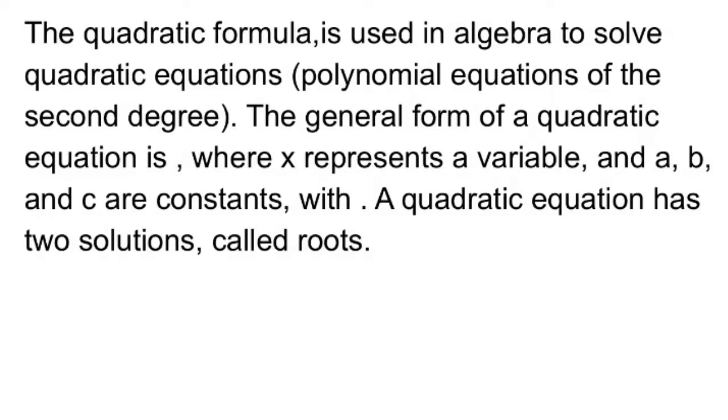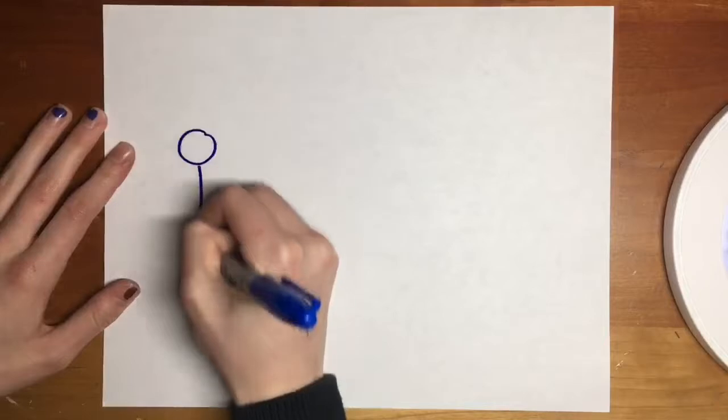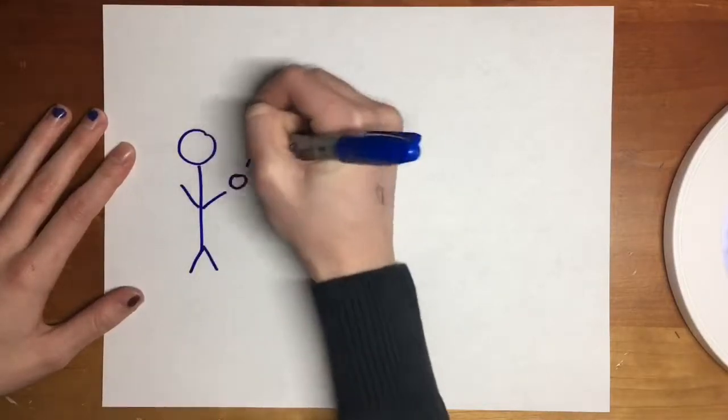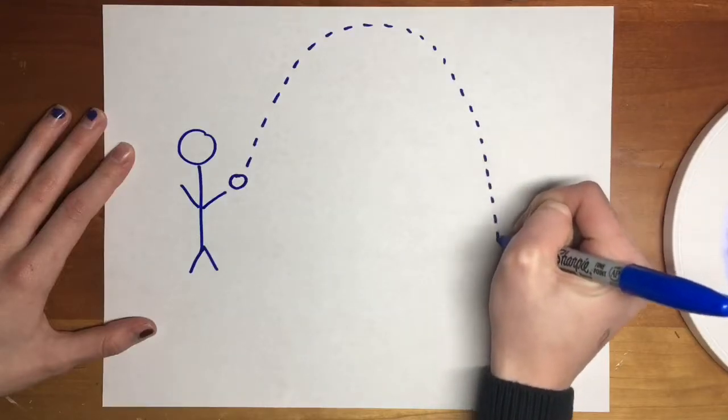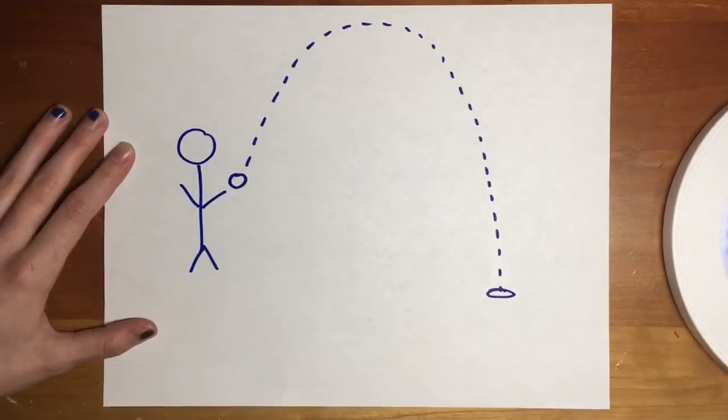The general form of a quadratic equation is ax² + bx + c = 0, where x represents a variable and a, b, and c are constants. A quadratic equation has two solutions called roots. We chose the quadratic formula and completing the square to better our understanding of a topic that much of algebra builds off of. Here's how the quadratic formula applies in real life.